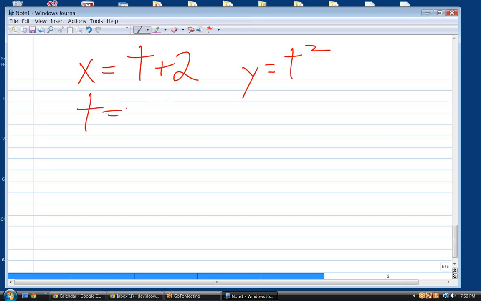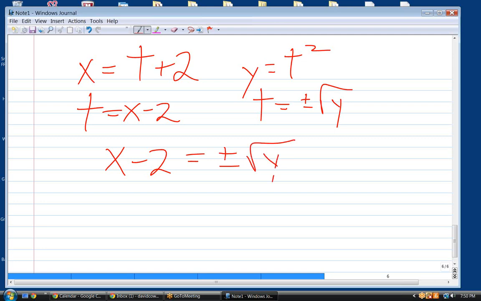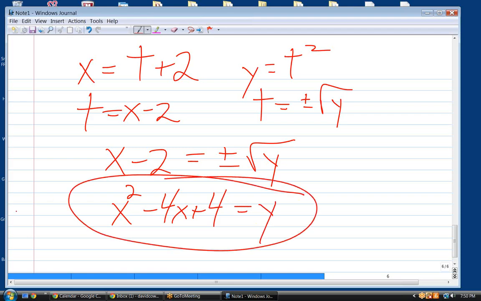So we got t equals x minus 2, and we got t equals plus or minus the square root of y. So now I got x minus 2 equals plus or minus the square root of y. Square both sides, we get x squared minus 4x plus 4 equals y. So there's our eliminating the parameter answer. Doesn't look like there are any domain restrictions on that.